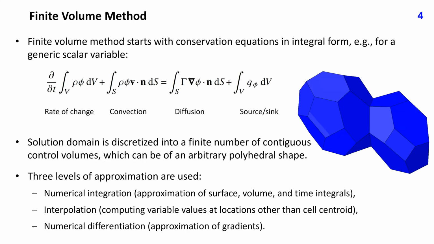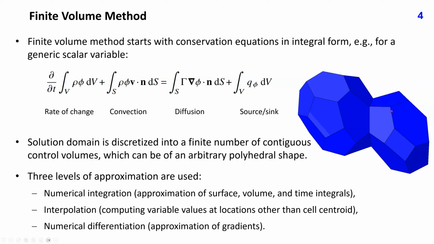Finite volume method starts with a conservation equation in integral form. We use the conservation equation for a generic scalar variable to describe methods that are common to all equations. This equation has four main parts: the rate of change term, the convection term, the diffusion term, and the source or sink term. The solution domain is discretized into a finite number of contiguous control volumes, which can be of any arbitrary polyhedral shape, as shown in this plot.